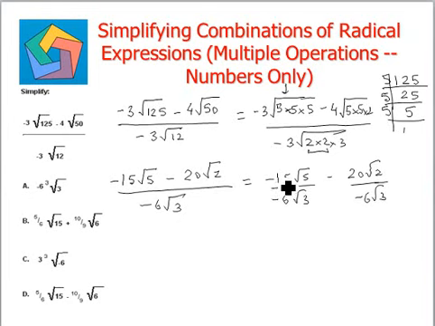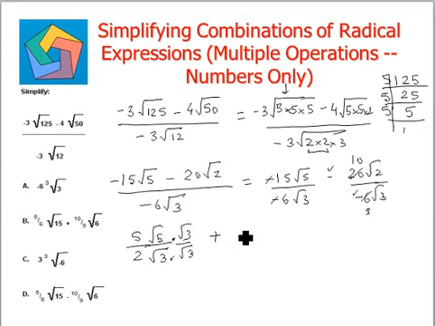So we'll simplify this. Negative and negative becomes positive. The 15 and 6 both can be divided by 3. So we have 5 over 2, radical of 5 divided by radical of 3. Now we generally do not keep a radical in the denominator as the answer, so we multiply and divide by the root of 3. Minus and minus becomes plus. This can be divided by 2: 2 times 10 is 20 and 2 times 3 is 6. So this becomes 10 root of 2 divided by 3 root of 3.